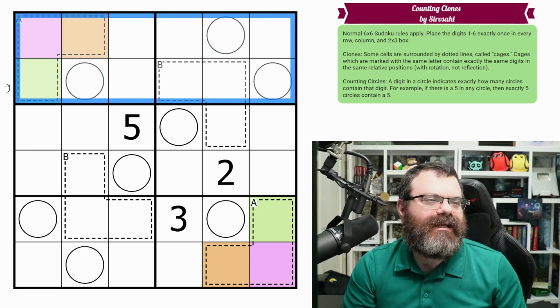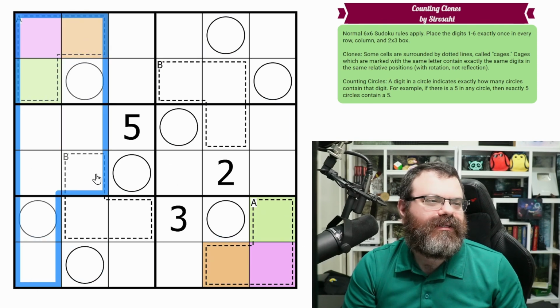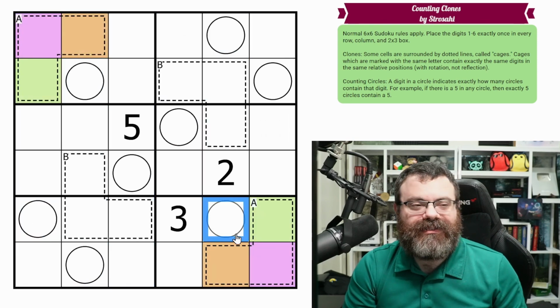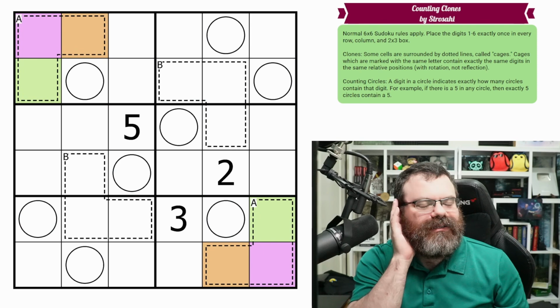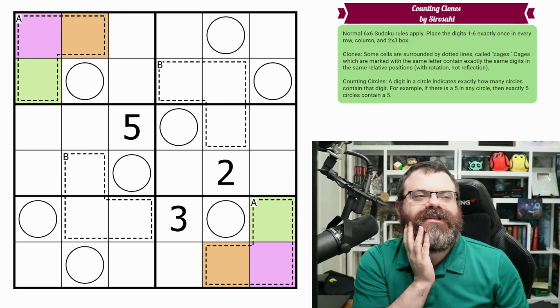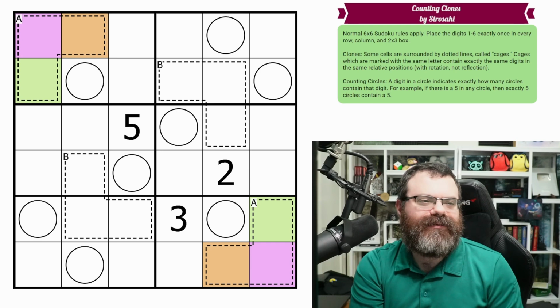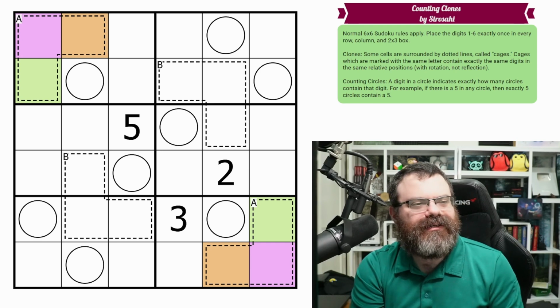Let's see. You can see every row has a circle. Every column has a circle. Every box has a circle. So that doesn't restrict us. You can restrict 6 out of the circles, right? If one of the rows completely doesn't have one, right? But we could put 6 6s in here, technically.